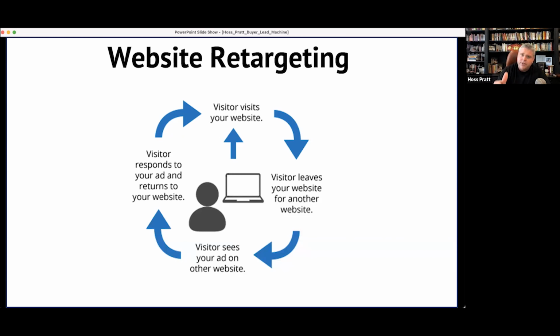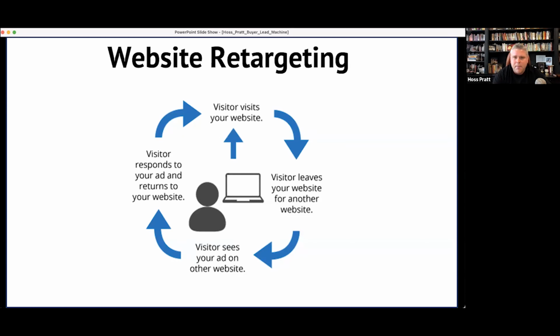So when the visitor hits your website, they leave your website to go to another place, even your competitors, they see your ad on the website, and that visitor responds to your ad and returns to your website. By the way, what's that ad do you think that they're seeing? It's a call to action. It's a direct response ad. It's something you offer them. It may be a free list of homes. It may be your book. It may be whatever the thing is that you're offering.